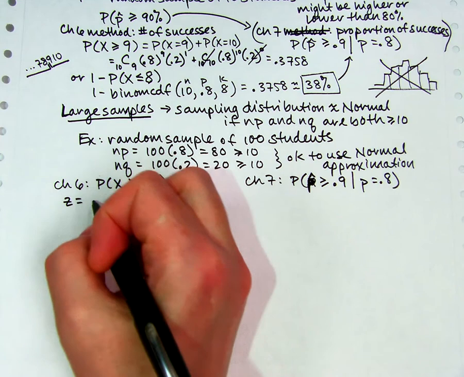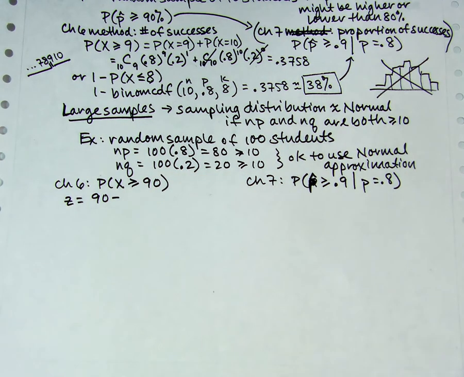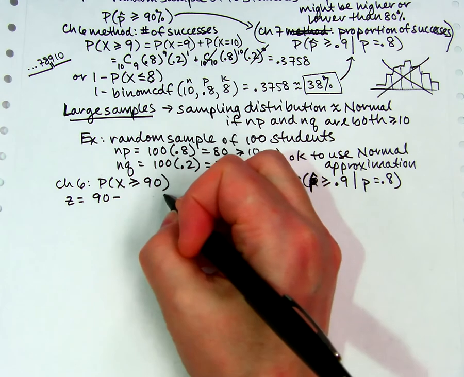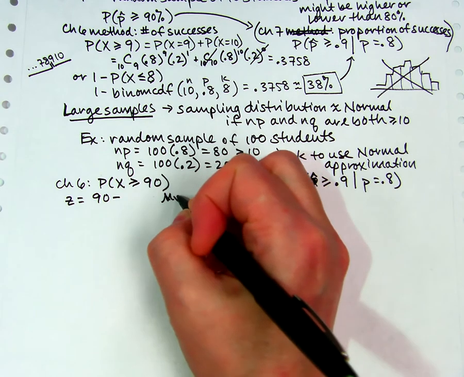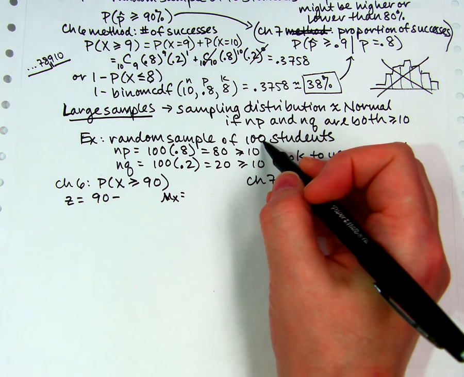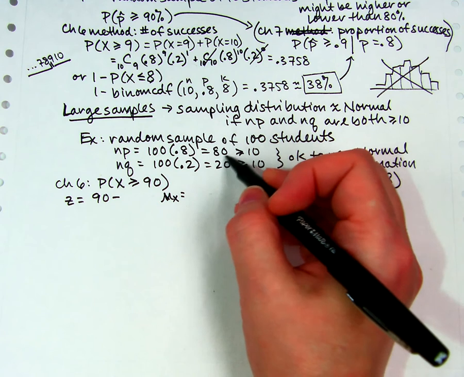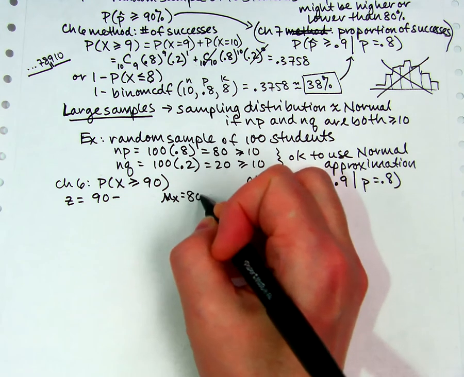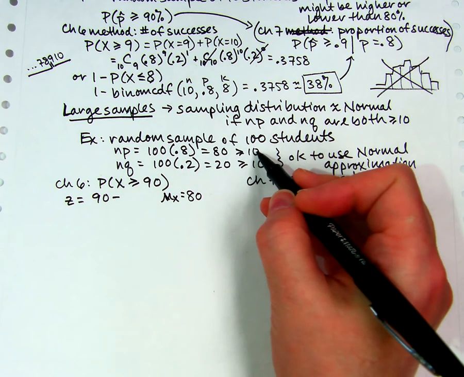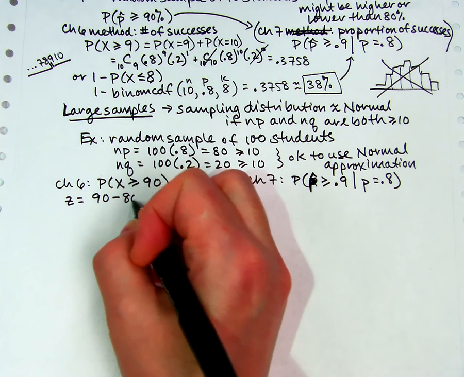Okay, so I'm going to take my 90 minus my mean. So I would be thinking to myself, what is the mean of x? What is the expected number of these 100 students that would say yes? If I have an 80%, then that expected number is 80. We actually already calculated it when we were doing this check of the condition. So that's 80, and I put that here.